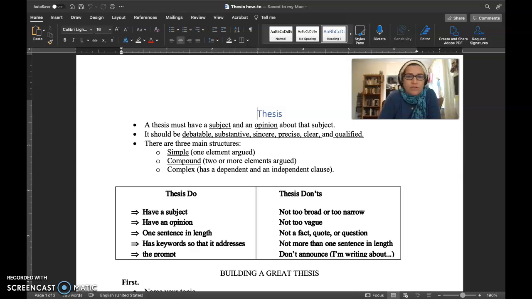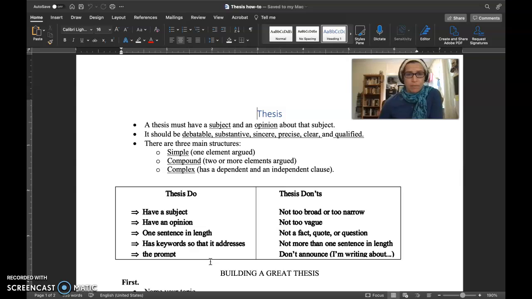There are three main structures that you can use when you write a thesis. It could be simple, when you're only talking about maybe one topic or aspect of the topic, compound when it's two of them, and then complex is when you're creating a dependent and independent clause. If you say something like, if this is going to happen, then that will happen, that's an example. So that might be used for a cause and effect paper.